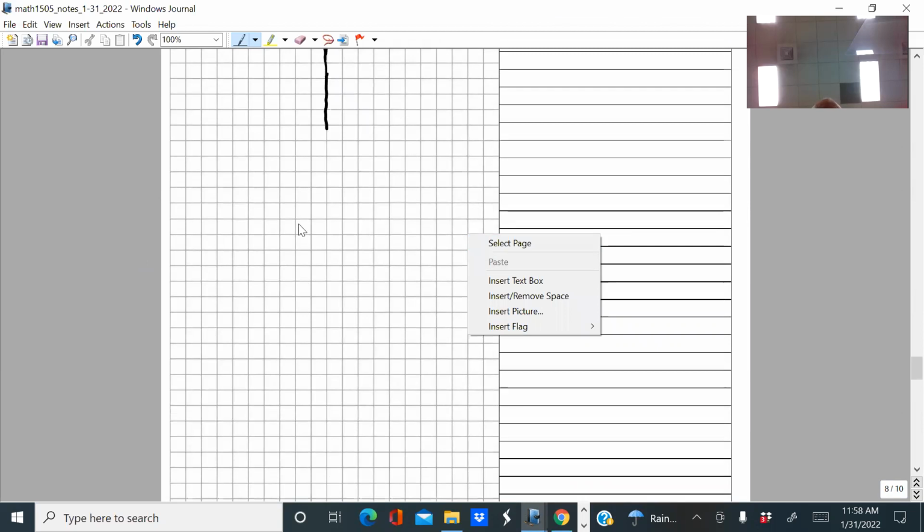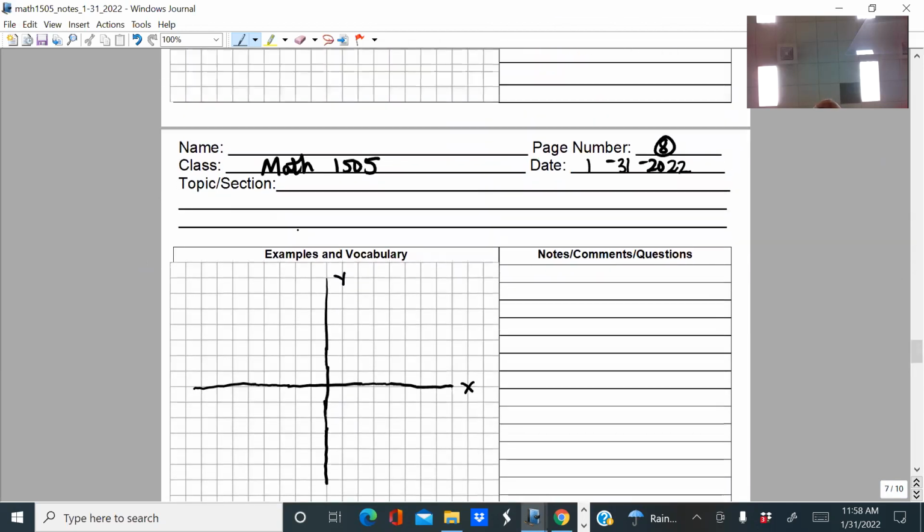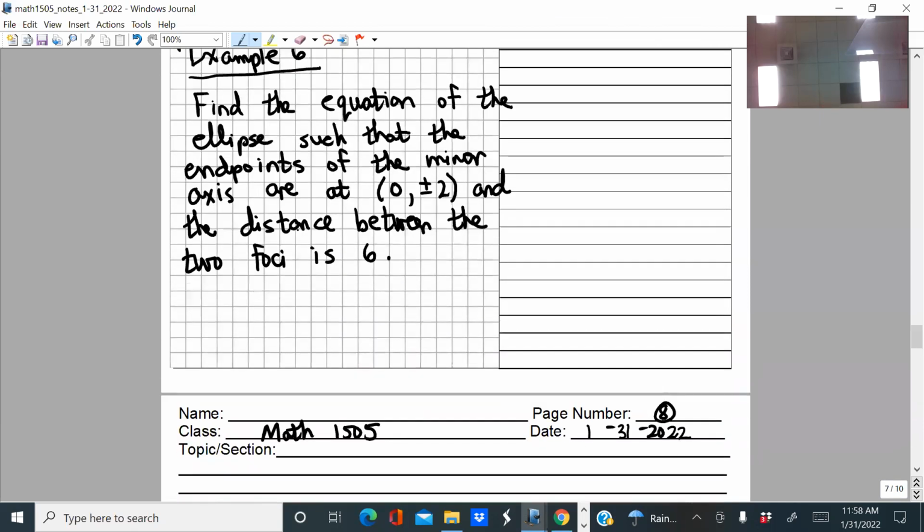Okay, let's finish here by letting you try one, right? Let's see if y'all can do this one. So it's just find the equation of the ellipse such that the endpoints of the minor axis, not the major axis, are at 0 and plus or minus 2. So that's on the y-axis, right? So the endpoints of the minor axis are on the y-axis, and the distance between the two foci is 6.